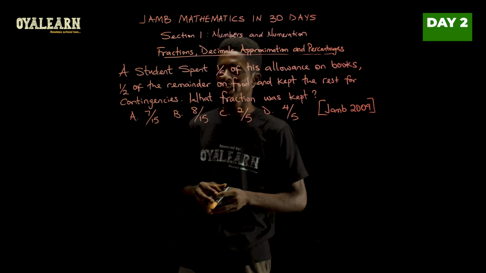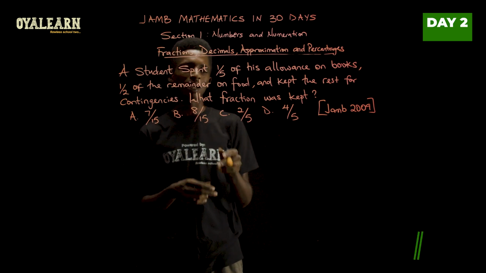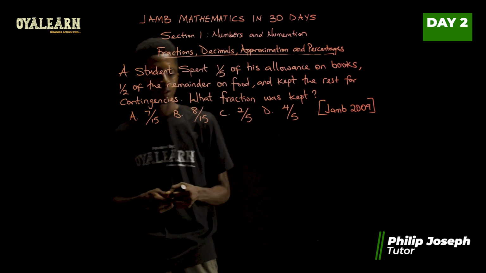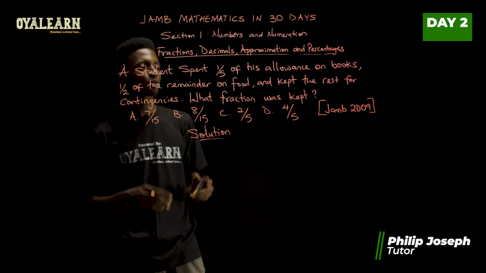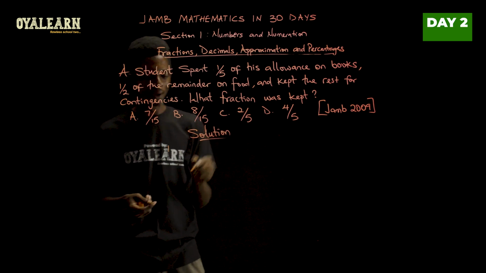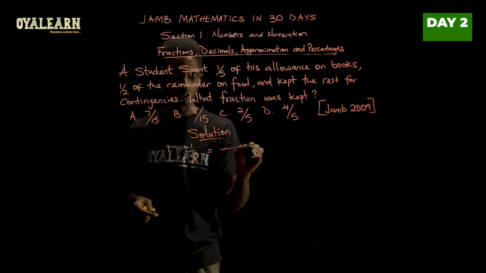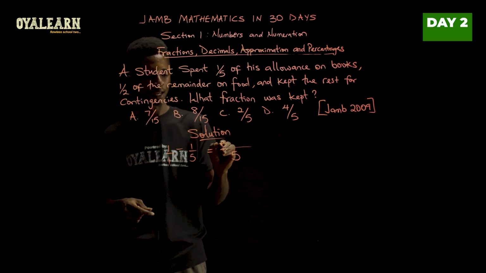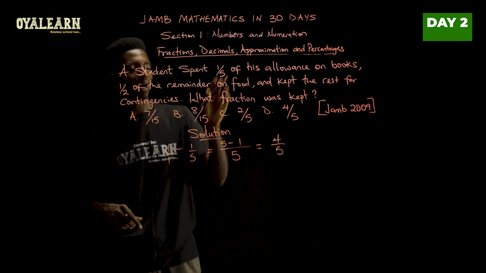This question from Jamb 2009 says a student spent 1 over 5 of his allowance on books and 1 over 2 of the remainder on food, and then kept the rest for contingencies. We're asked what fraction was kept. Now, let's find out what is left after he spent 1 over 5 on books. So if the entire allowance is 1, so that will be 1 minus 1 over 5. And this can be written as 1 over 1. LCM is 5. 5 times 1, we have 5 minus 1. So what is remaining will be 4 over 5 after buying books.